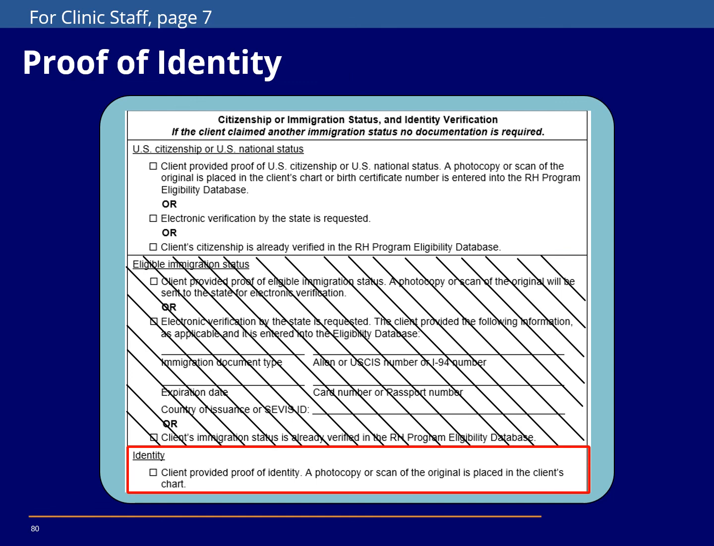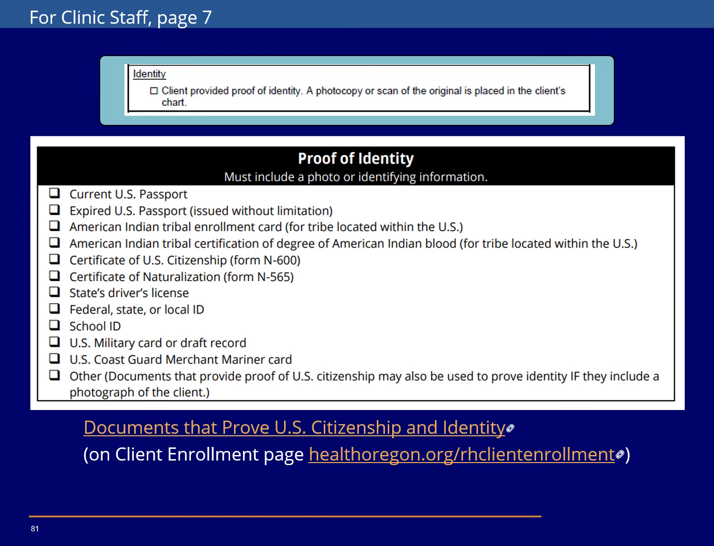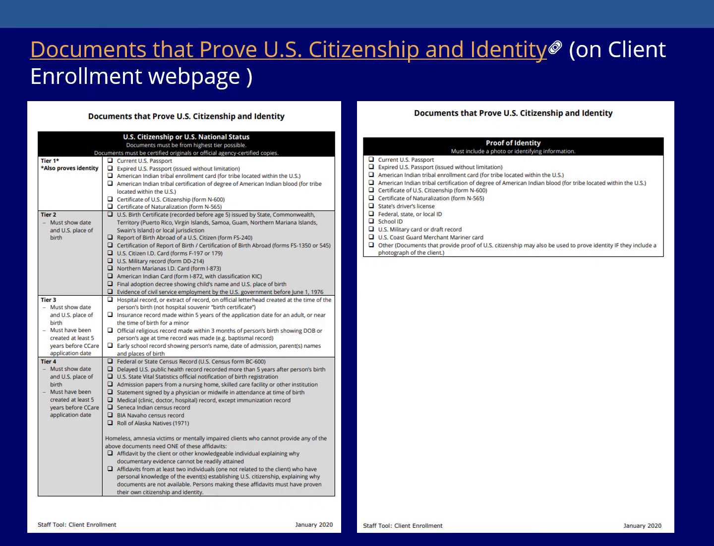And the final section is for proof of identity. Many documents that prove citizenship also prove identity, but not all. For example, birth certificates do not prove identity. When this is the case, be sure to ask the client for a driver's license or school ID. Make a copy of the ID and place it in the client's record.